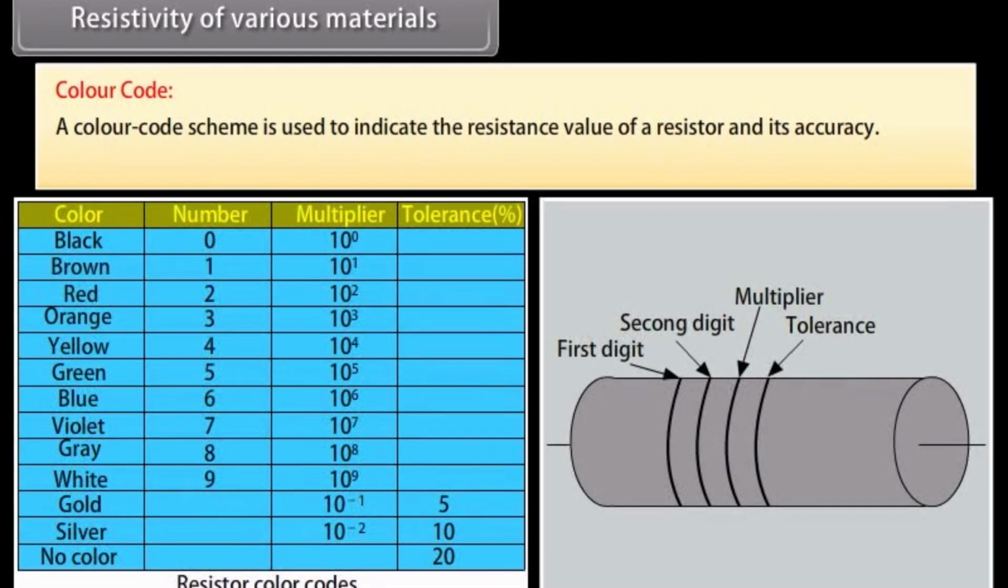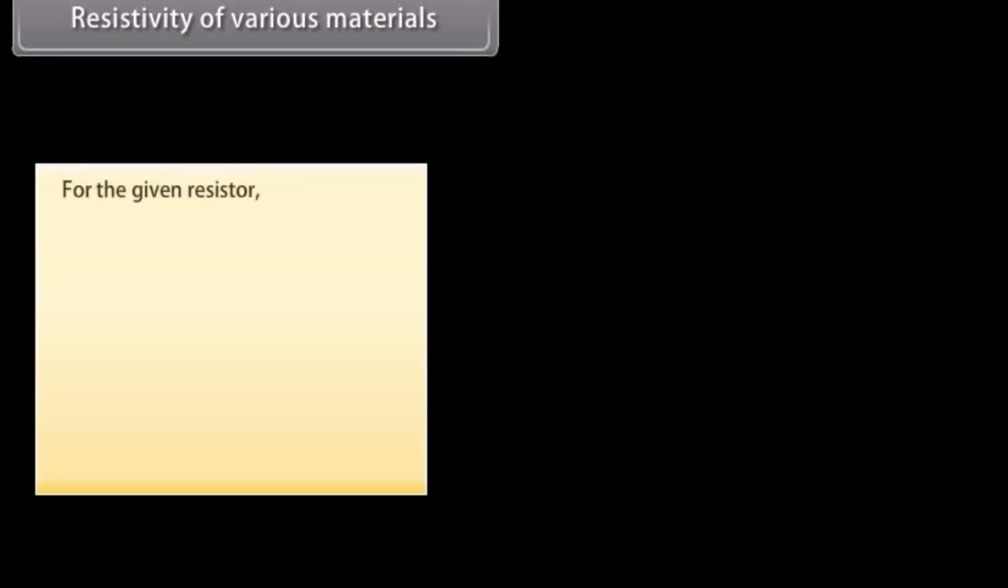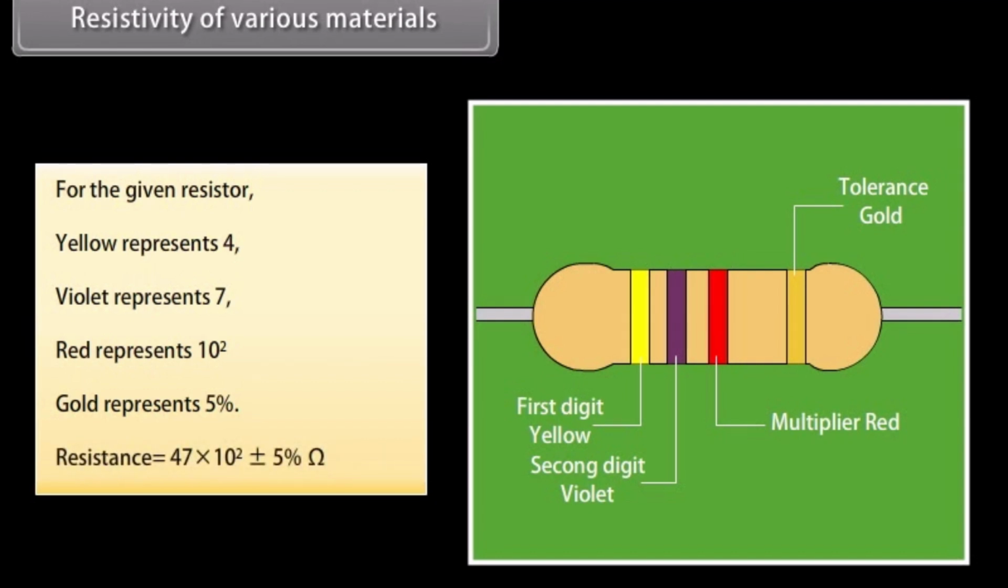A color code scheme is used to indicate the resistance value of a resistor and its accuracy. A set of colored stripes are drawn around the resistor with their significance. Let's take an example. For the given resistor, yellow represents 4, violet represents 7, red represents 10 raised to the power 2, and gold represents 5%. On combining the above data, total resistance of the given resistor is 47 × 10² ohm with 5% tolerance.